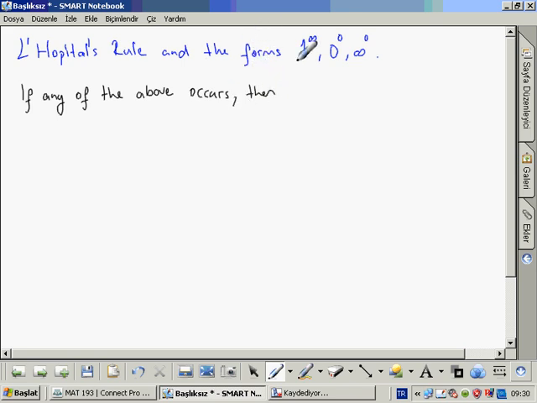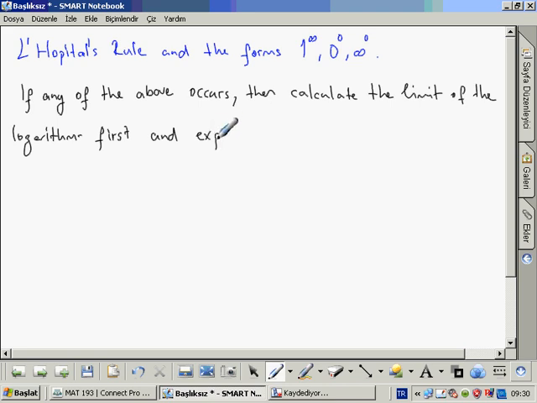And then calculate the limit of the logarithm first and exponentiate the limit afterwards. Okay, and let me explain that.